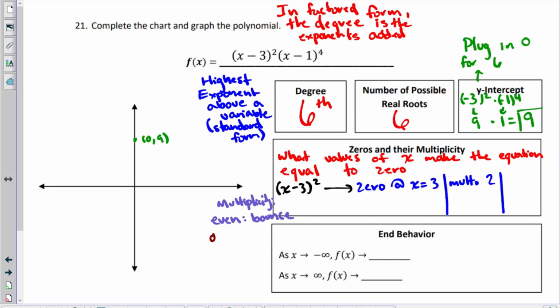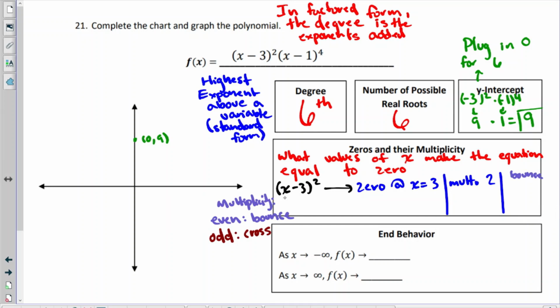Anyway, so then the other way is that if it's odd, meaning it's like multiplicity 1 or 3 or 5, it's going to cross through the axis, right? It's not going to bounce off it, it's just going to cross through it. So you have two options, bounce or cross. And in this case, because the multiplicity is 2, I'm going to bounce. Okay, so I can put that down.